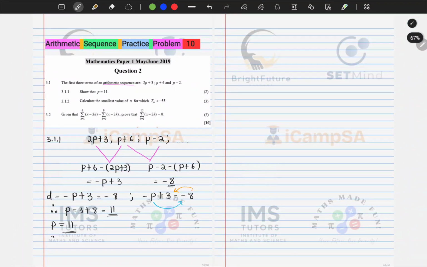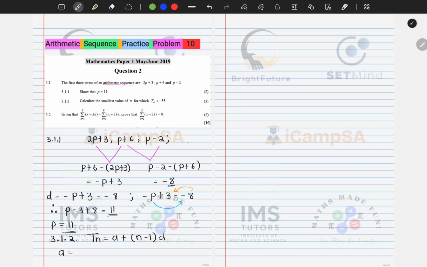Then the next question, 3.1.2, we are required to calculate the smallest value for n for which Tn will be less than negative 55. So we need to first determine what is Tn. So Tn is a plus n minus 1 times d. And this is the standard form whenever we are given an arithmetic sequence.